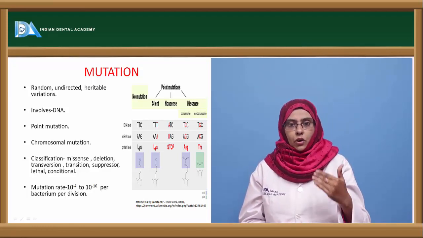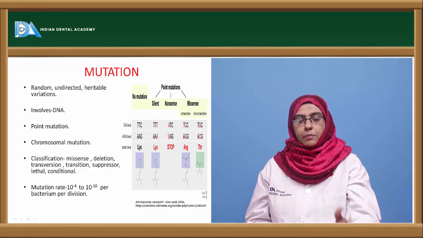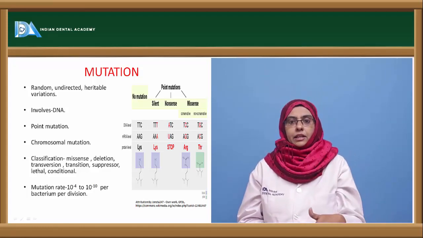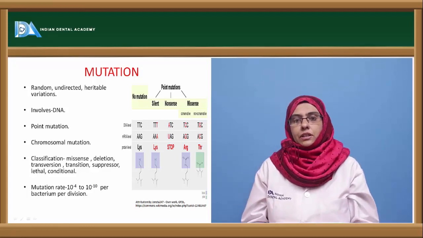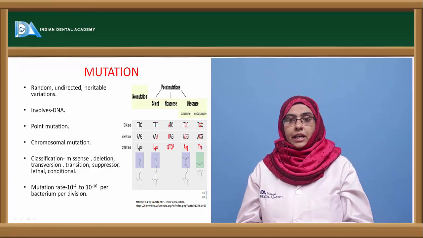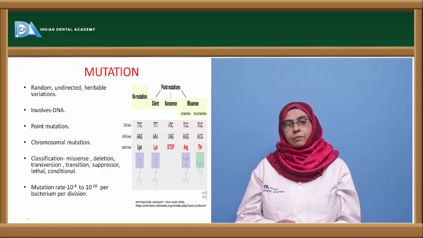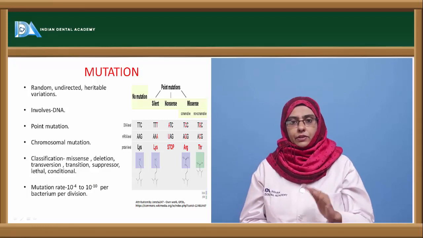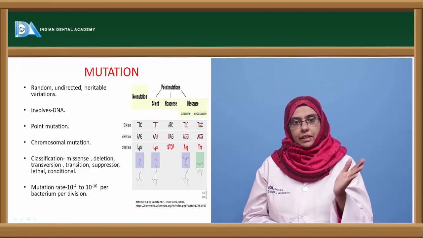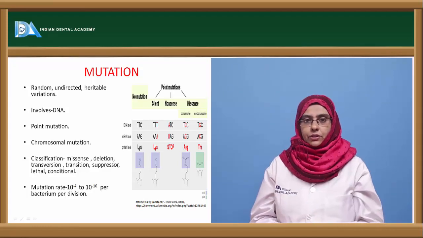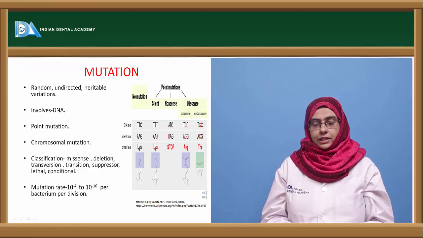That is, they can cause a wild type to form a mutant type, or from a mutant type they can get back to the wild type. So there is no particular direction for the mutation to take place, and they are heritable variations. As I told you, the difference between phenotypic and genotypic variations is that phenotypic are temporary, whereas genotypic are stable. They can be inherited from one generation to the other. That is why it is called genotypic variation.